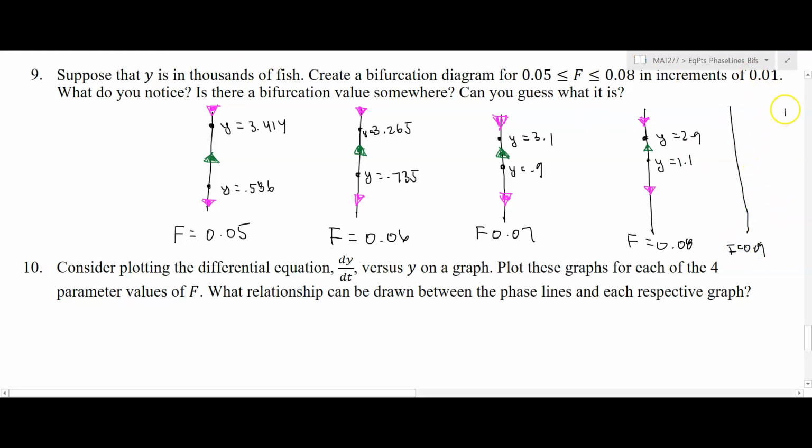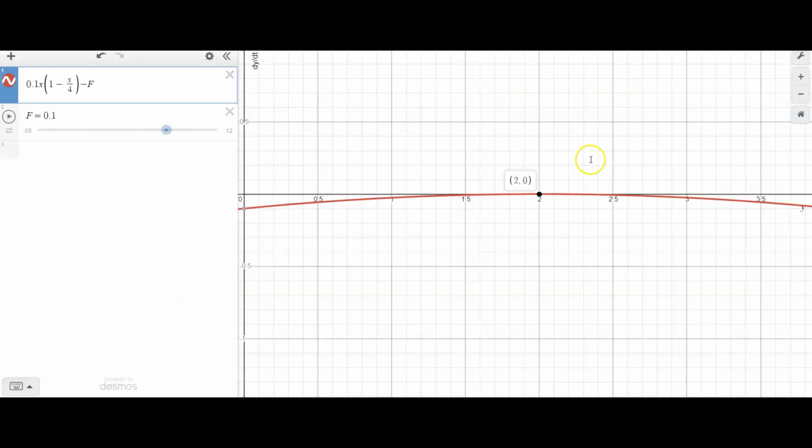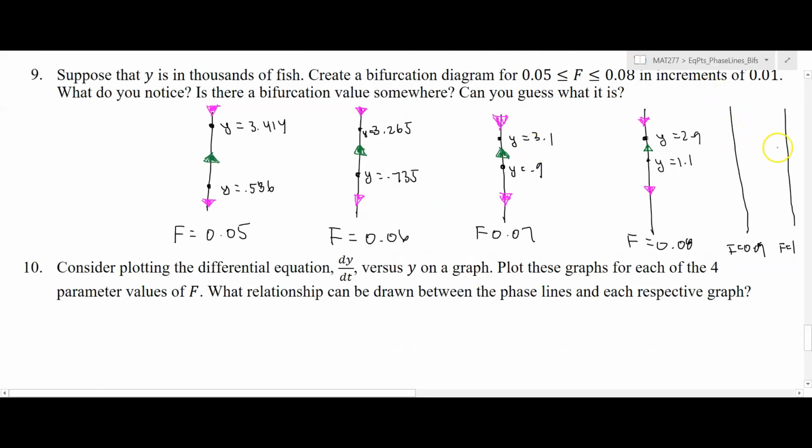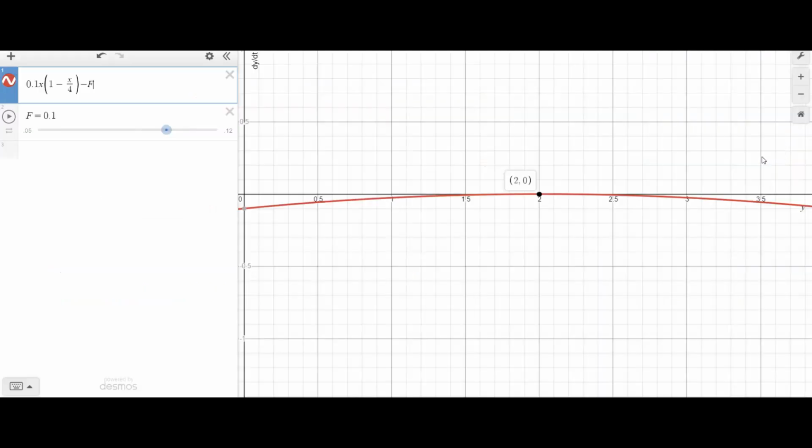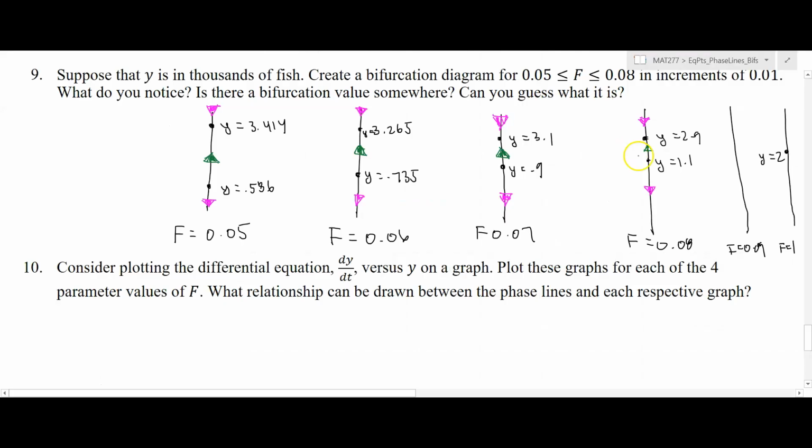When f is equal to 1, I only have one equilibrium point, and that equilibrium point occurs at y equals 2. So at y equals 2, now I have one equilibrium point, and notice that to the left of y equals 2, dy dt is negative. Our graph is below the horizontal axis. It is a negative vertical value. And when y is bigger than 2, dy dt is also negative.